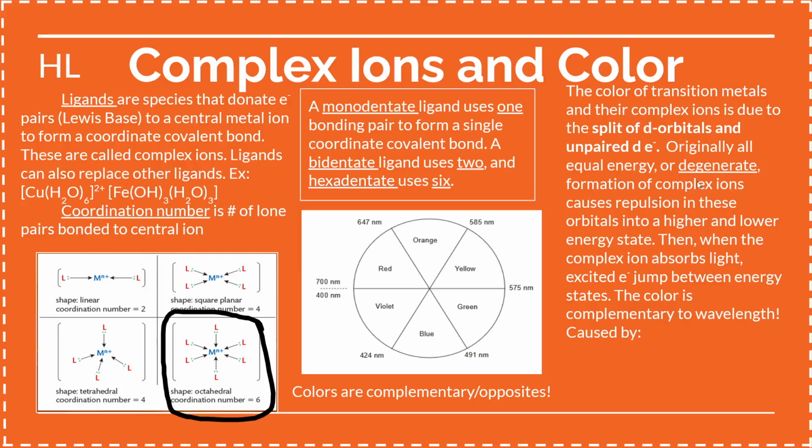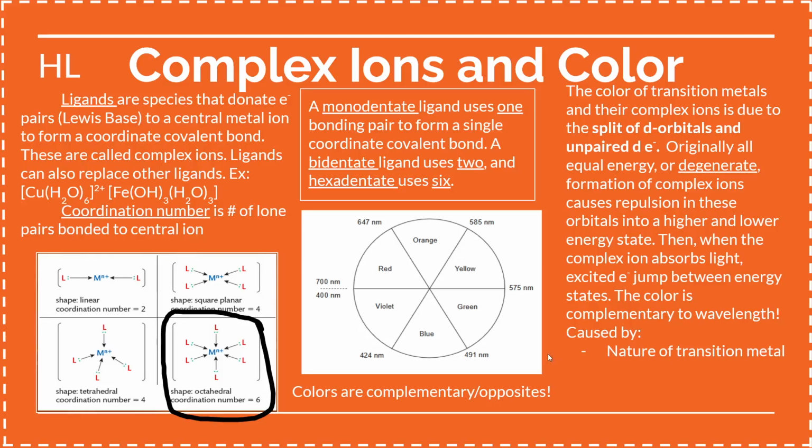Now, originally, all your d orbitals are going to be of equal energy, or called degenerate. But the formation of complex ions causes repulsion in these orbitals into a higher and lower energy state, because when you put on that one pair, it's going to cause repulsion. Then when the complex ion absorbs light, excited electrons jump between energy states. The color is complementary to the wavelength. Always remember that. Please remember that for complex ions.